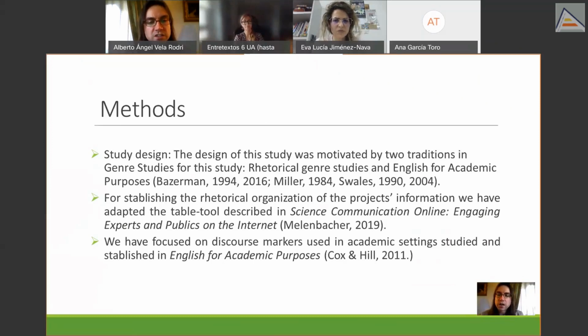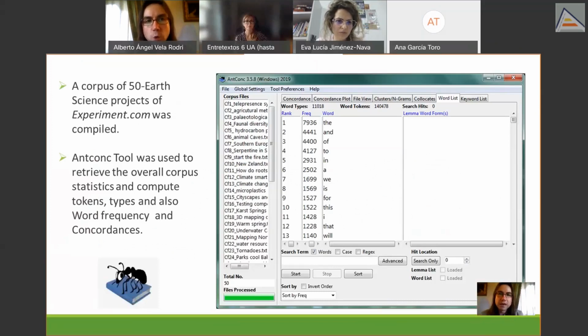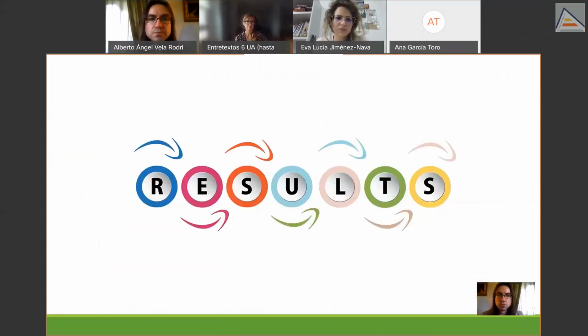And when we are discussing the discourse markers, we are not just focusing on all discourse markers, but the ones that are most common in academic purposes, basically the classification made by Cox and Hill in 2011. We have also compiled a corpus of 50 science projects from experiment.com, and we have analyzed this data with a tool which is very useful if you want to get the statistics or to compute the tokens, the types, the word frequencies, especially the concordances too. So, we move on to our results.